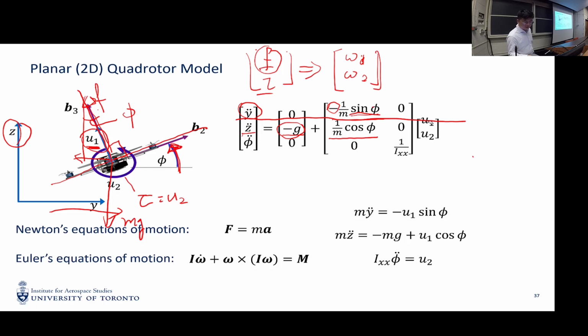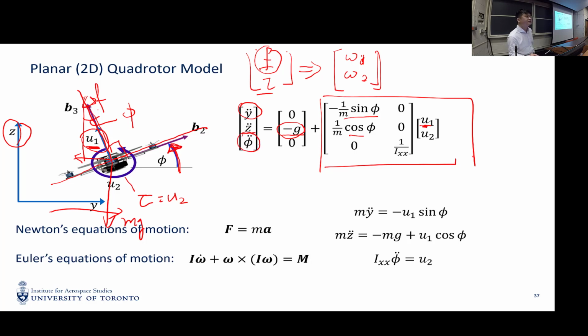So if we write this in matrix format, it is shown here. So basically, we have sine phi times u1 and cosine phi times u1. And for the rotation channel, it's also simple. So we have the angular acceleration, phi double dot, controlled by the u2, and also divided by the moment of inertia around the x-axis. So this is the equation of motion of the 2D quadrotor. As we said earlier in the slides, the dynamics of this system is very simple, right? So the problem is to design a controller such that this thing can stabilize in the air.